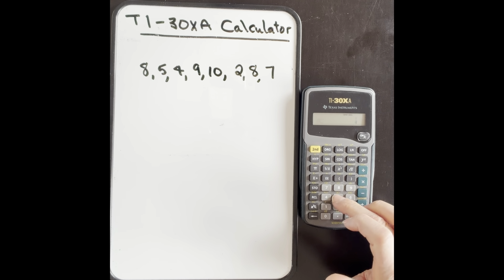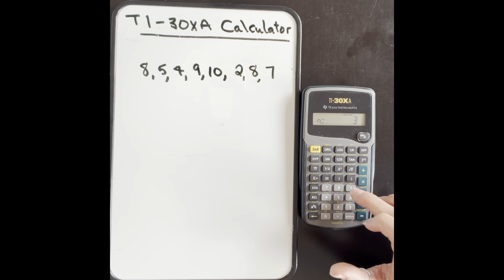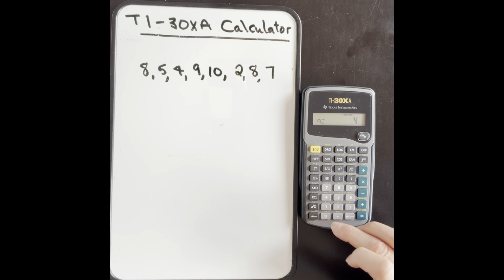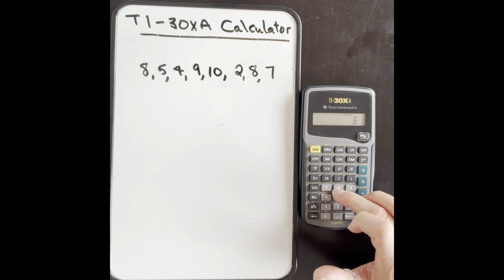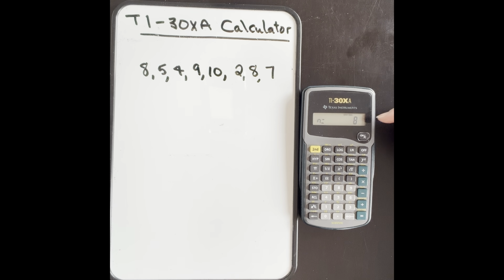Then we'll enter 5, and so on. So we're going to enter all of these values. After each one, we're going to press the summation. Last one. So notice it kept track. We've put in 8 values.